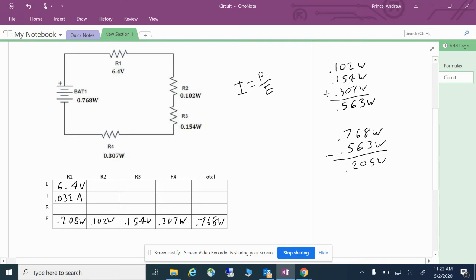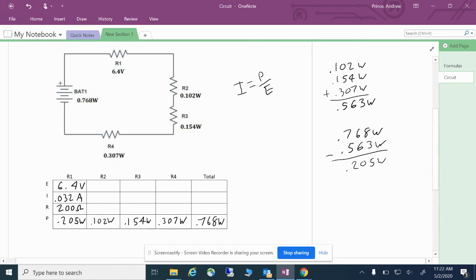And with that, we can also find the resistance. So let's go ahead and divide 6.4 divided by that new value we got, and we'll find the resistance values there as well. So 6.4 divided by 0.032 gives us 200 ohms.